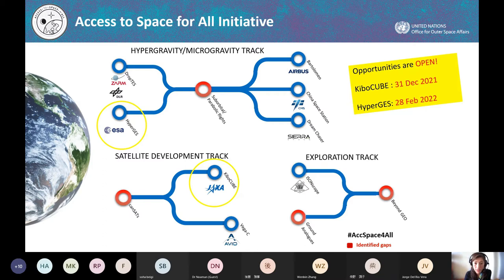As you can see on the left-hand side, we have our on-ground opportunities. As I've explained, we have Drop Tests using the Bremen Drop Tower to conduct microgravity experiments. Below that, we have HyperJESS, which is in collaboration with the European Space Agency to conduct hypergravity experiments. And HyperJESS is actually open now for applications, so if you're interested, please make sure to check HyperJESS out as well. On the other side of the track, we have our on-orbit opportunities.